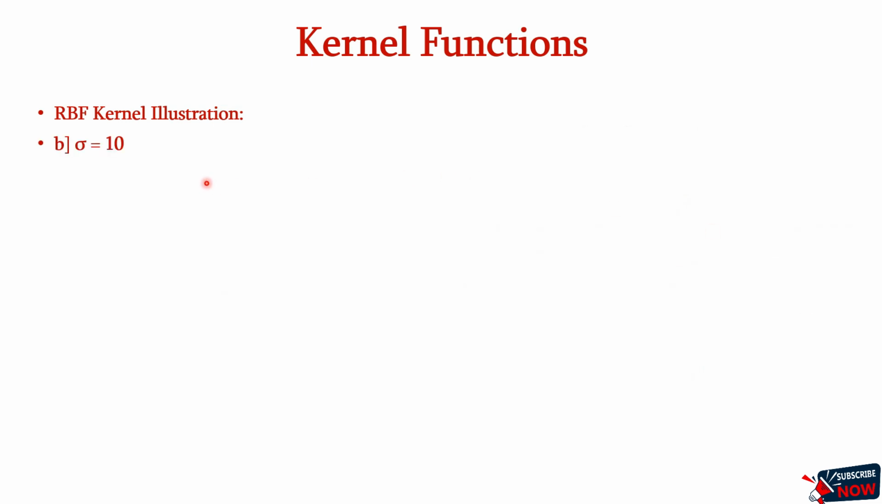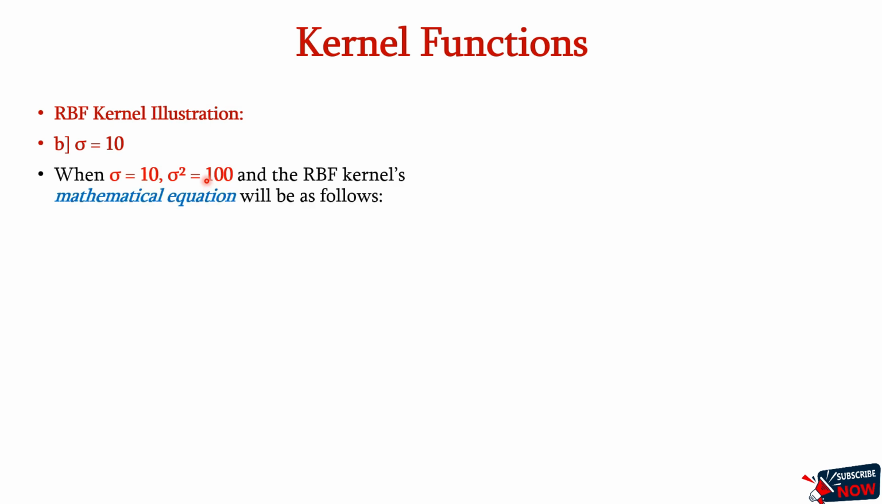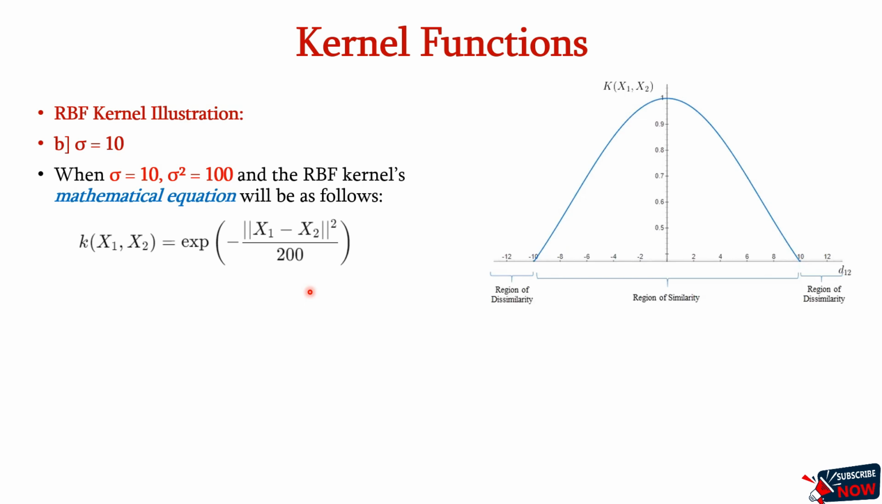Next, let us consider the value of sigma as 10. So when sigma is equal to 10, sigma square becomes 100 and the kernel equation is represented as shown here. In the denominator, we have 200, that is 2 into sigma square, 2 into 100 is 200. The curve for this equation is given here.